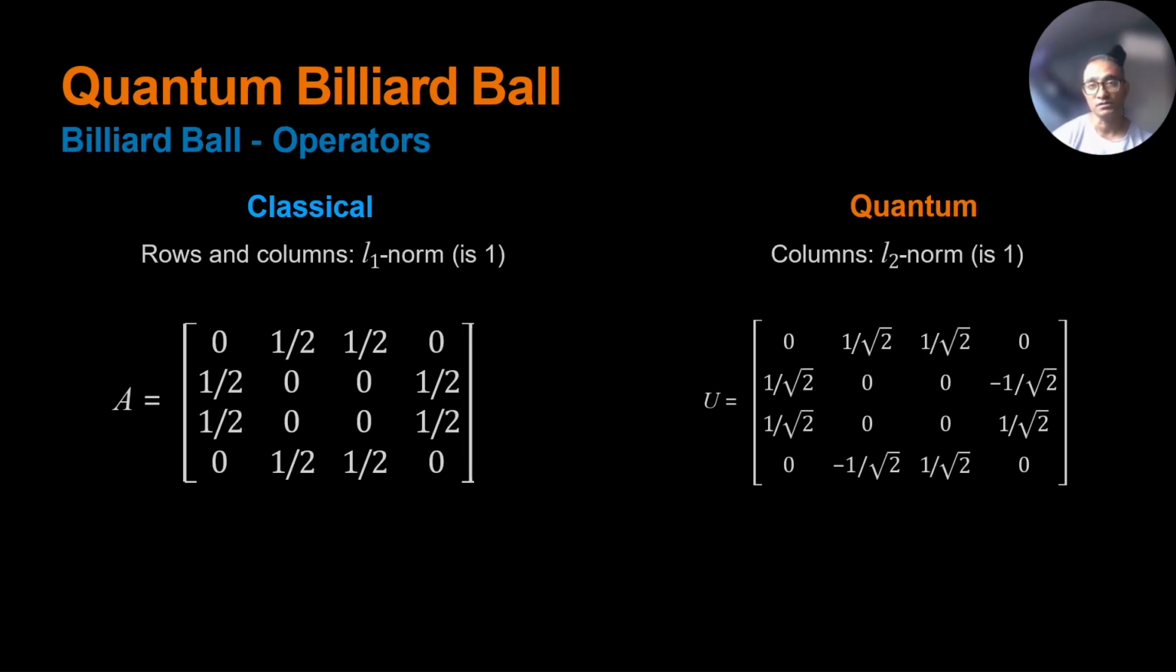Now we go further. Once we have described our state, let's also describe our operators. In the classical case, the operator is L1 normalized, both rows and columns. So if you take either a row or a column on the left hand side, the sum total will be 1. In quantum, the columns are L2 normalized, in the sense that if you square the amplitudes and add them together, you get 1.